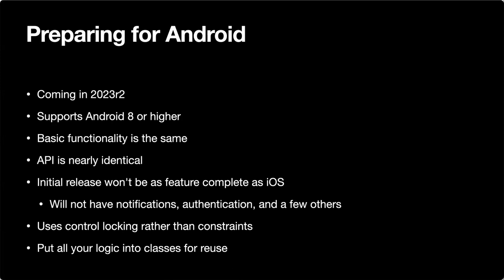And if you're going to be building an Android version of an iOS app, or if you're going to start with Android and later build iOS, make sure you're putting all of your logic in classes so that you can easily share that logic between your Android project and your iOS project. You really want the project to mostly be the UI stuff and have as much logic as possible in separate classes that are easy to share between the two.